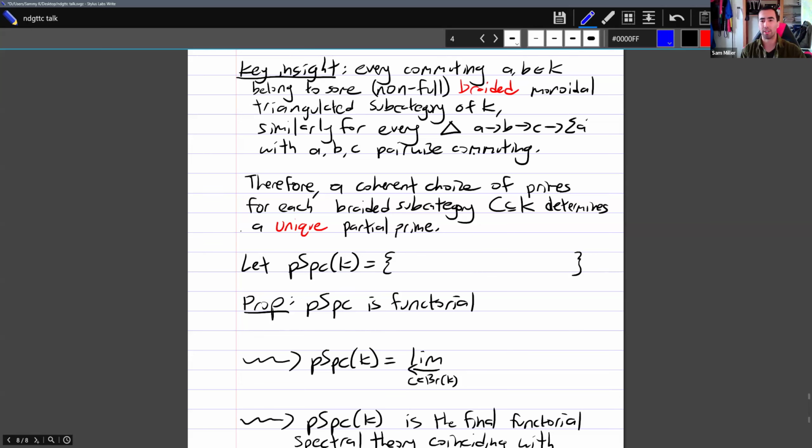And similarly for every triangle with A, B, and C pairwise commuting, you can sort of cook up this kind of ad hoc subcategory that contains this triangle and really only this triangle. You'll have sort of the trivial ones or like tensor extensions of it, but that's about it.